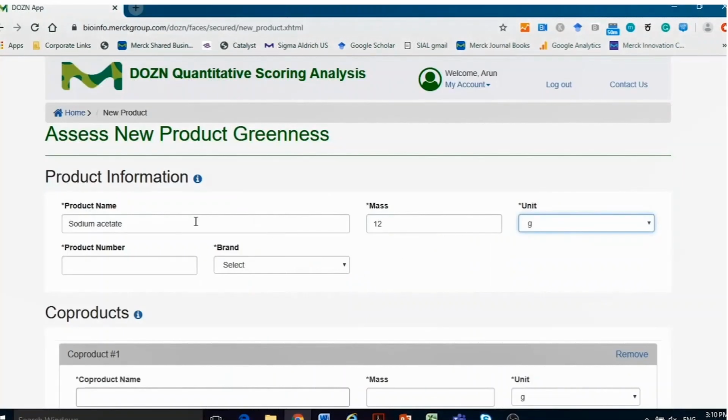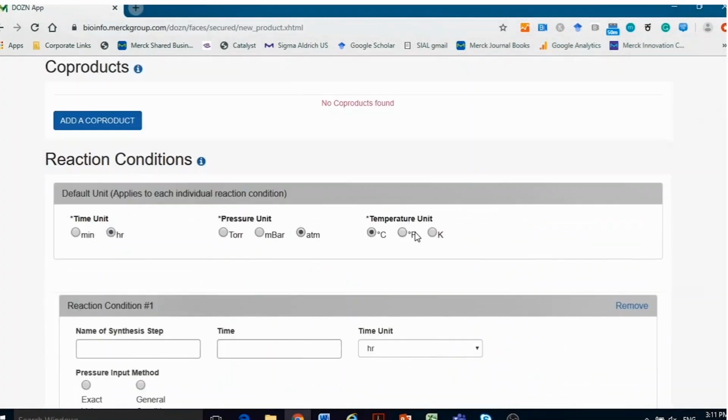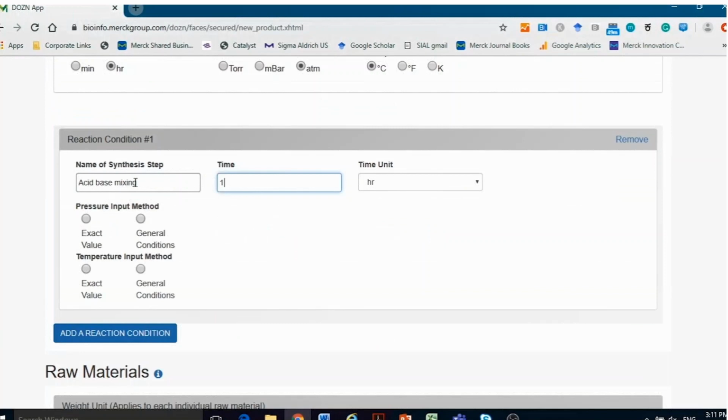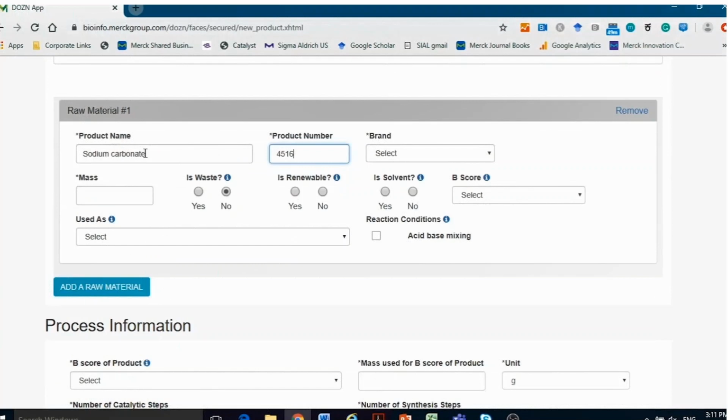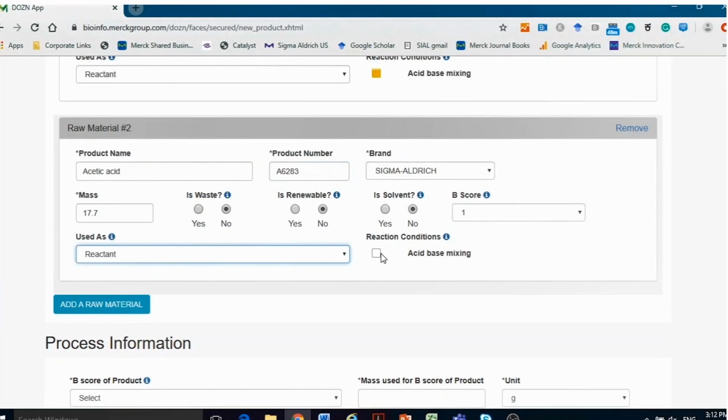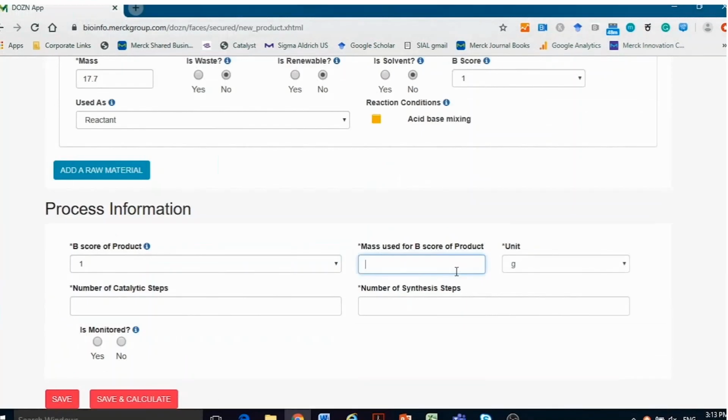Then enter your process information, reaction conditions, acid-base reaction, time, and then enter the raw materials. It's sodium carbonate. Then the second one is sodium. If you have a product, the pull-down menu here shows our products, but if you don't use ours, you can pick others. And then we are done with adding raw materials. Then the B score is the biohazard score, which can be found in section 12 of the SDS page. So save and calculate, and it will give the score.